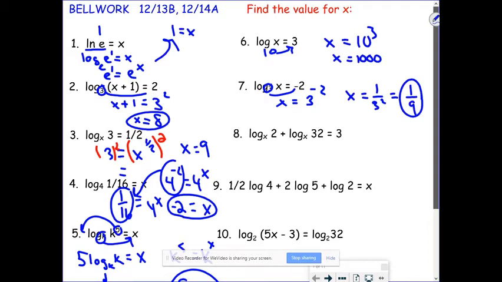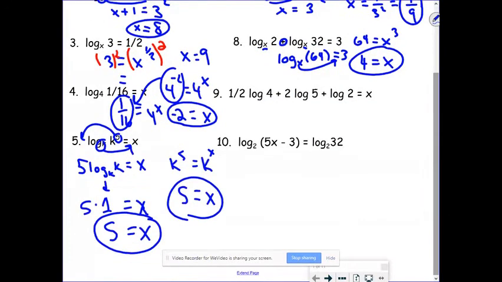In 8, this one we kind of looked at yesterday a little bit, where we can put these together. So my bases are the same, so I can put log base x of 2 times 32, or 64. Now I can change it. X to the 3rd equals 64. So what times what times what is 64? That's 4 here.